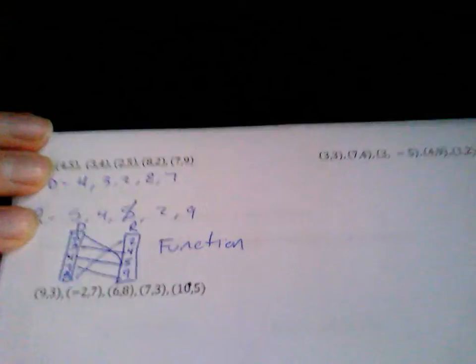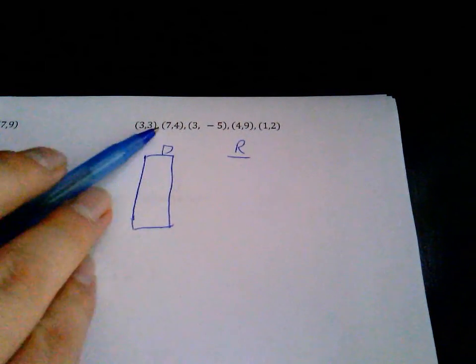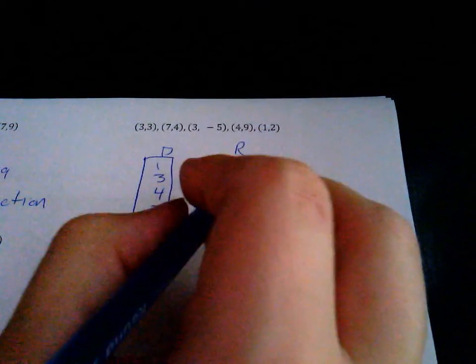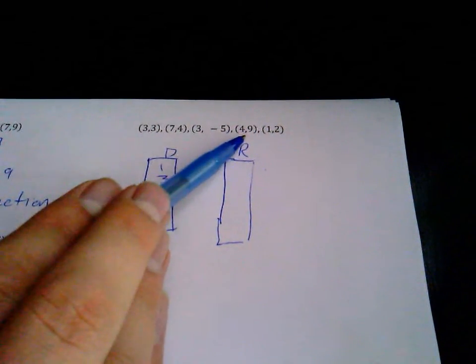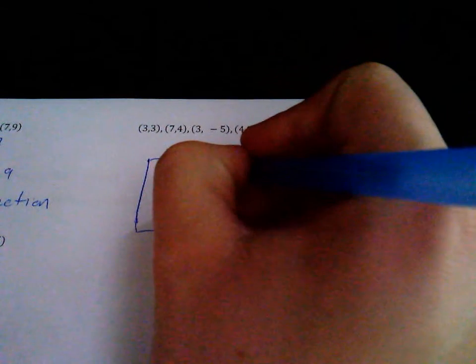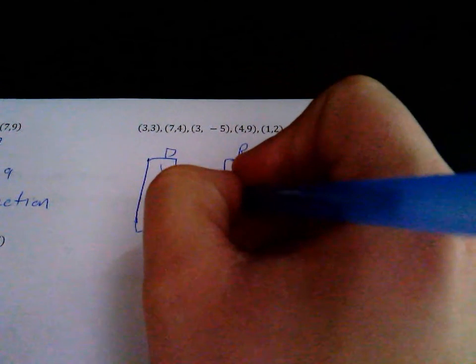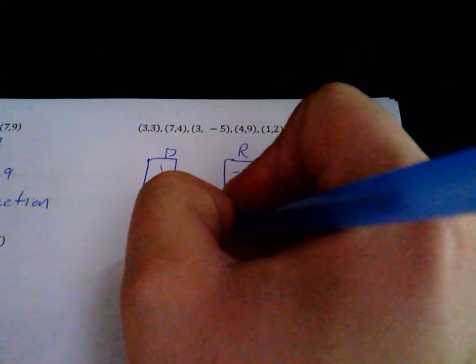Okay. Now this one over here. Same idea, but I'm going to shortcut. I'm just going to go straight to the boxes. Domain, range. So we have 3, 7, 3, 4, 1. So it's going to go 1, 3, 4, 7 because the 3's repeat. The range: that's 3, 4, negative 5, 9, 2. So we're going to go negative 5, 2, 3, 4, 9.